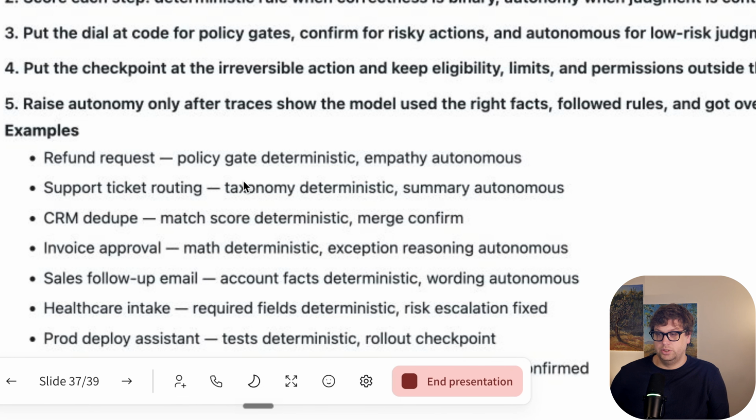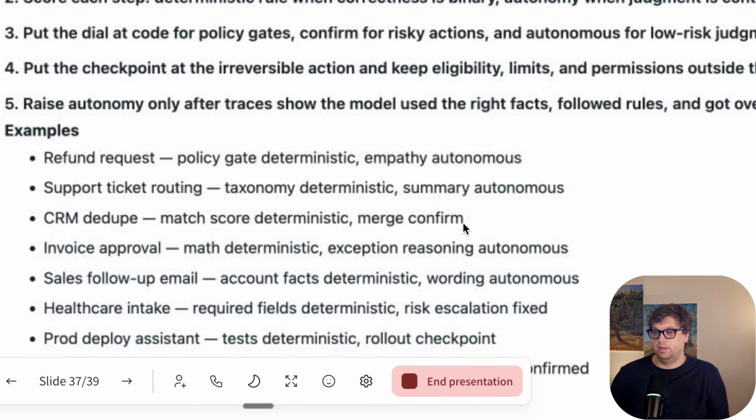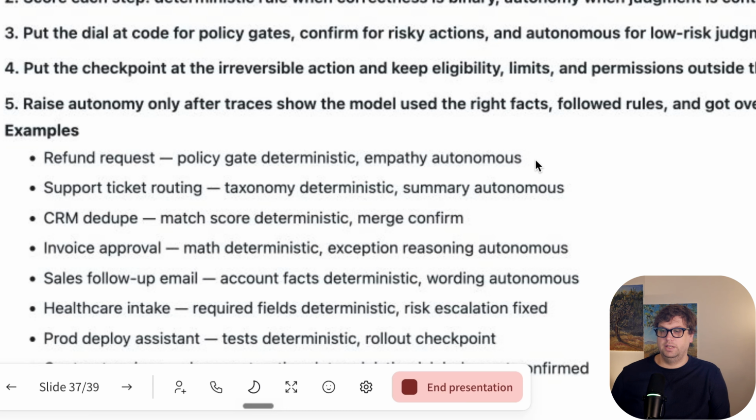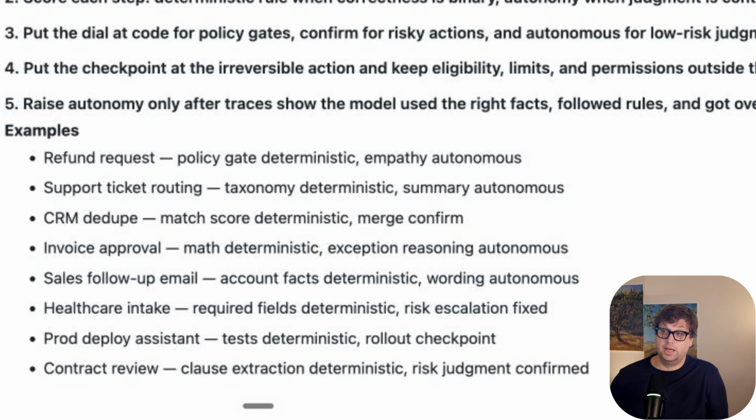Okay, should a refund request be autonomous, or should that require a human in the loop? Or support ticket routing and CRM deduplication, sales follow-up emails, healthcare intake. And so all of these were examples where people were asking in that context something related to the autonomy of agents. For healthcare, for sales follow-up emails, for CRM deduplication, all of these have very different trade-offs. And so I could talk about this autonomous agent in lots of different examples that people are interested in.